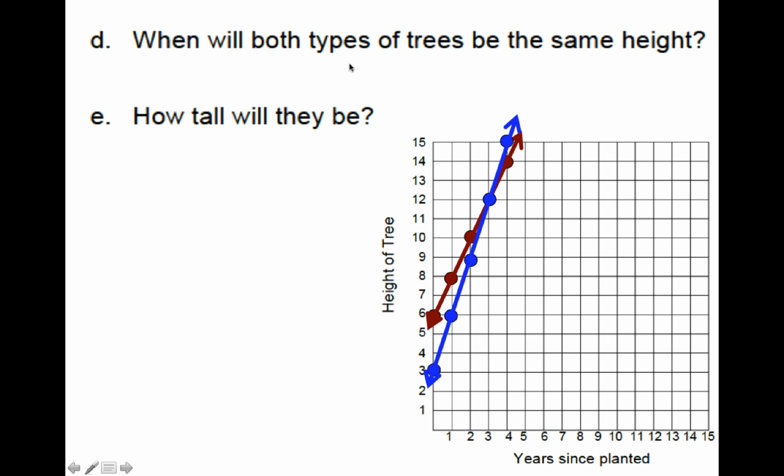So when will both types of trees be the same height? Well, that should be at year 3 because that's when these 2 lines intersect. And also it matches on the table. At 3 years, what will their height be? The answer is 12 feet.